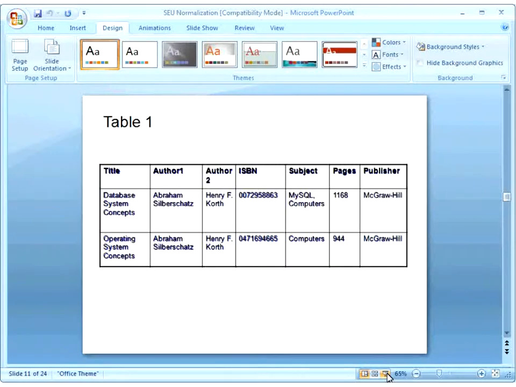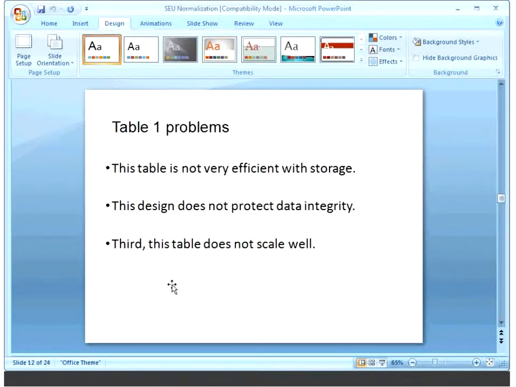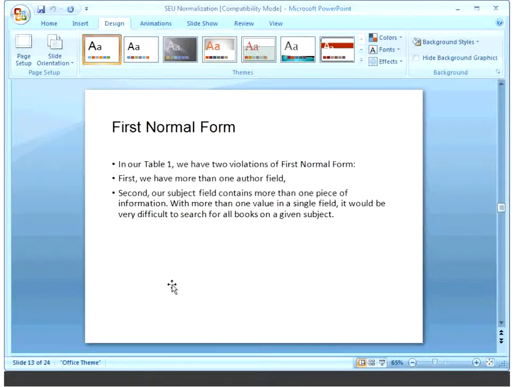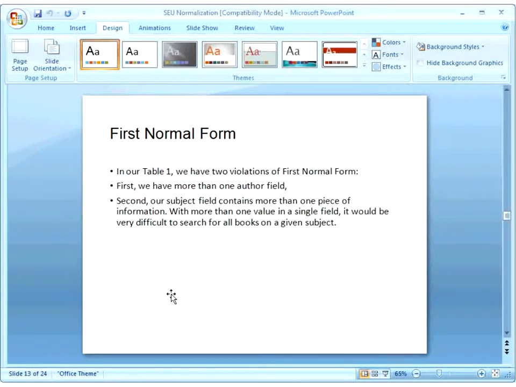Now let's see some other problems. We have two violations of first normal form. First, we have more than one author field. This is also a violation, because you cannot say author 1, author 2, as there can be books with 3 authors, or a book with only one author. If you are keeping it as author 1, author 2, you are keeping information in some non-consistent way.